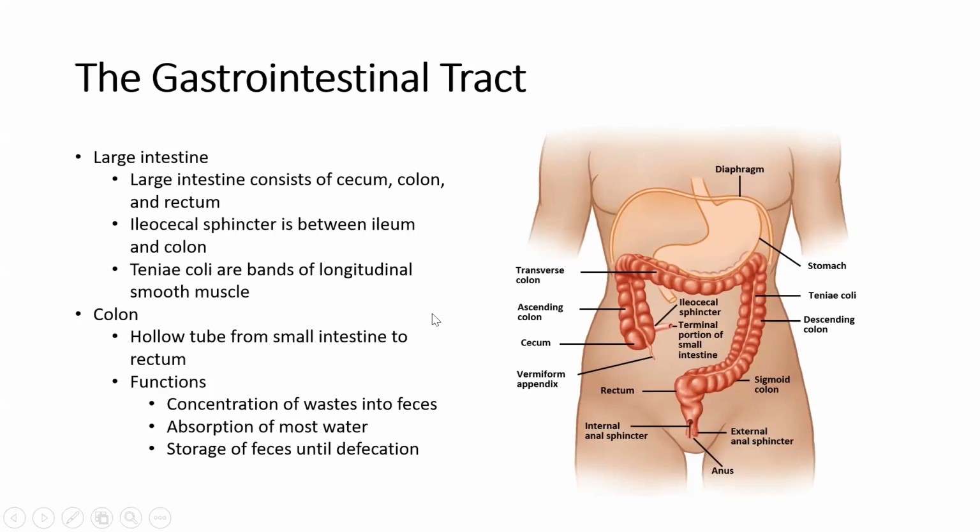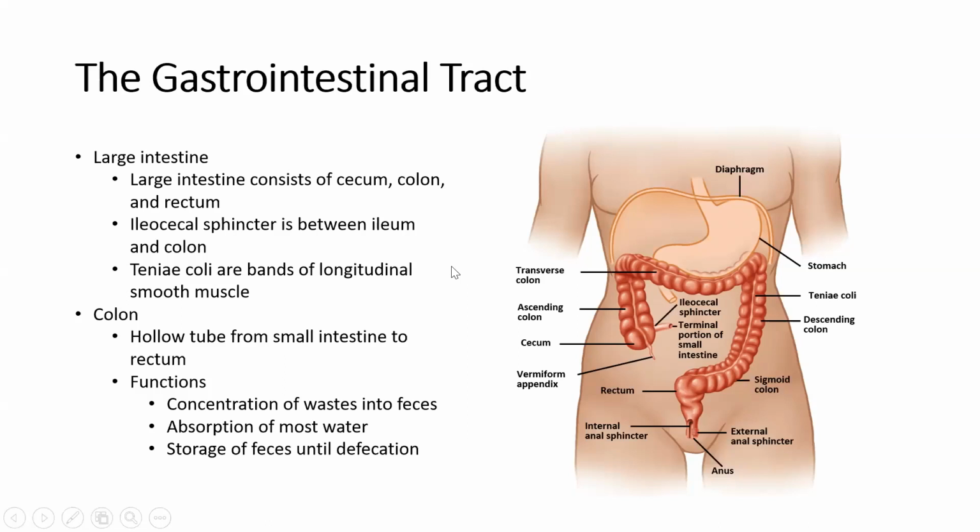We also have taenia coli being a unique feature in the large intestine. These are those bands or strips of smooth muscle that run longitudinally throughout the large intestine, and this is what gives the large intestine this kind of gathered appearance, which we call haustra.